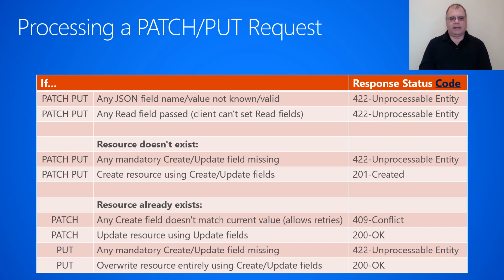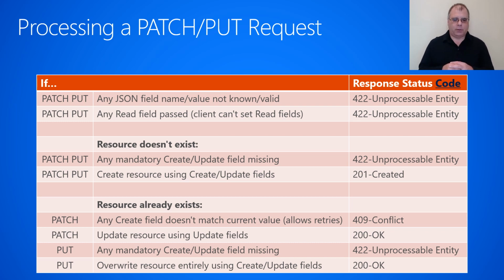Now let's talk about the case where the request comes into the server. It did the first two tests successfully, but now it has found out that the resource already exists. In this case, the service is not going to create it, it's going to update what is already there. What happens next depends on whether it's a patch or a put operation.